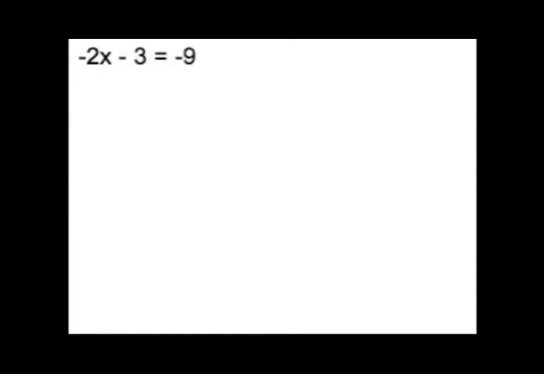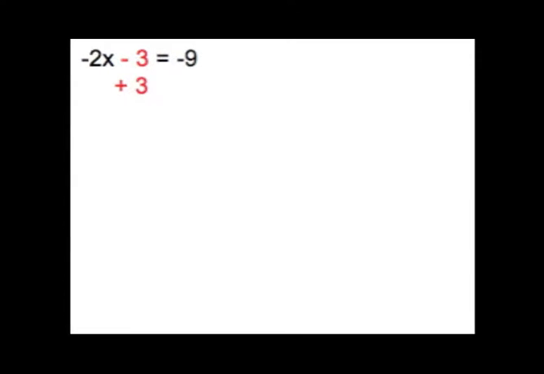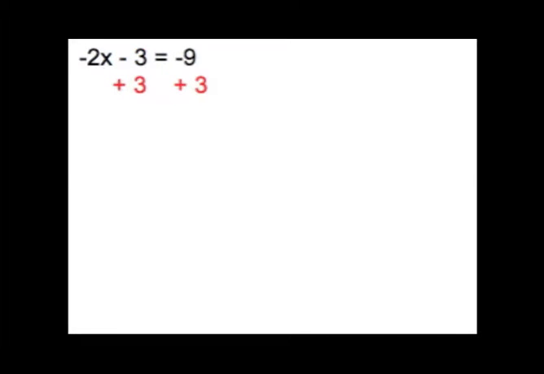The first thing we want to do is look to see if either side can be simplified. In this example, neither side can be simplified, so we can move forward isolating our variable. We first want to take care of the minus 3. The inverse operation of subtraction is addition, so minus 3 and plus 3 will cancel one another out. Remember, what we do to one side of an equation, we must also do to the other side.